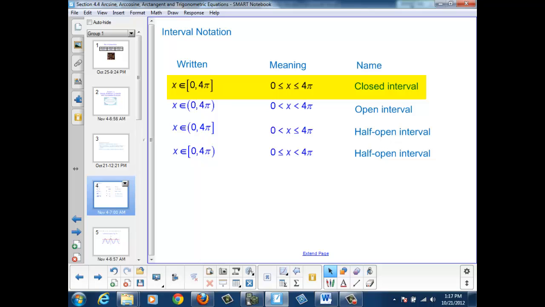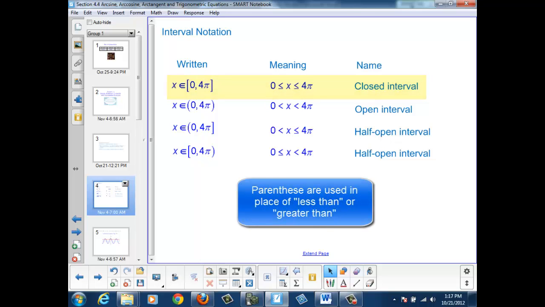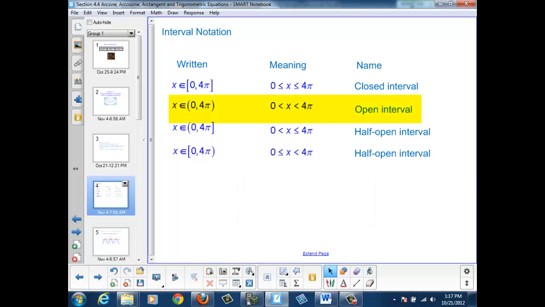If we don't want to include the endpoints, just like x is between 0 and 4 pi without including the endpoints, we'll use open and close parentheses. We can also talk about a half-open interval, which uses one parenthesis and one bracket. As you can see here, x is between 0 and 4 pi, including 4 pi, but not 0, or x is between 0 and 4 pi, including 0, but not 4 pi.